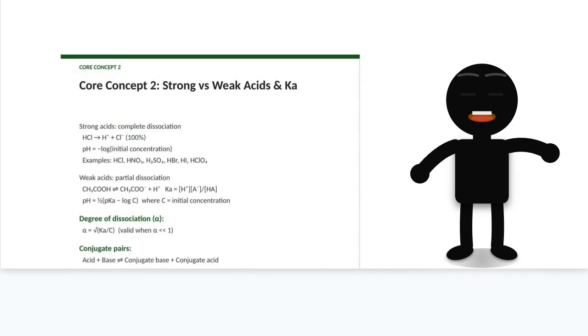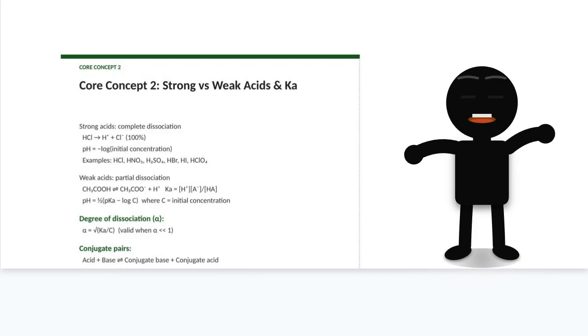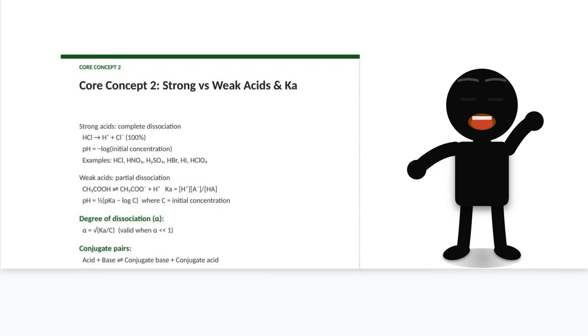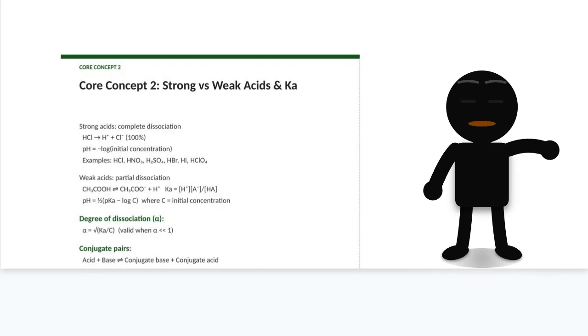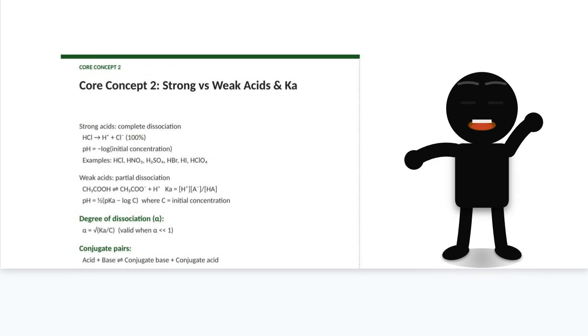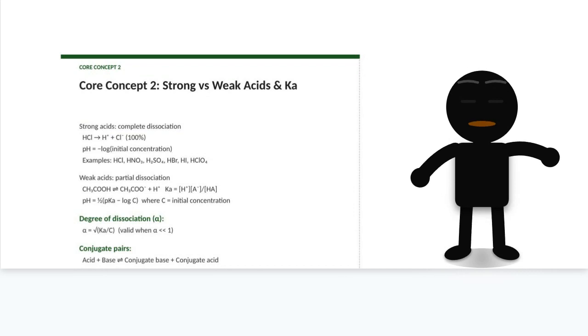Core concept 2, strong versus weak acids and Ka. Strong acids dissociate completely, every molecule gives up its proton. For a 0.1 molar hydrochloric acid solution, the hydrogen ion concentration is exactly 0.1 molar, and pH is 1. Weak acids only partially dissociate. Acetic acid, the acid in vinegar, is a classic example. For weak acids, we use the acid dissociation constant Ka to calculate the equilibrium concentration of hydrogen ions.